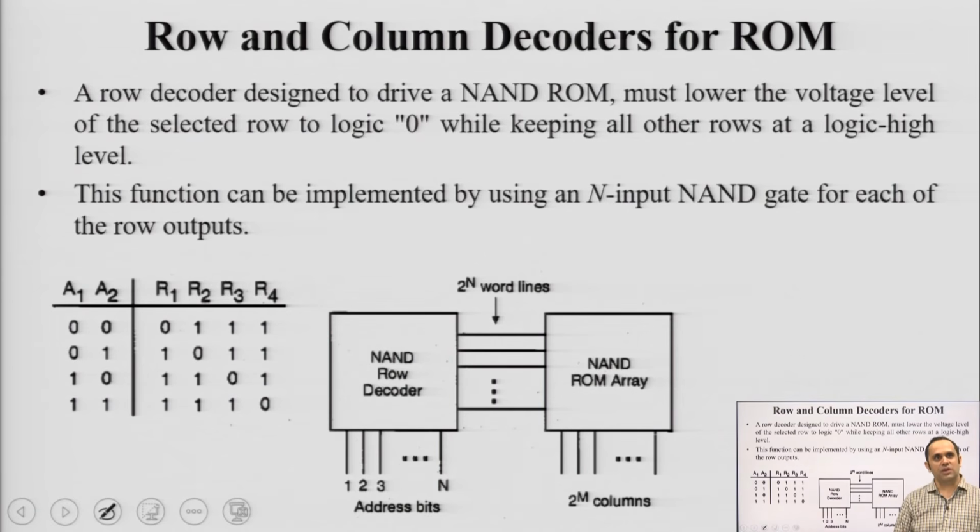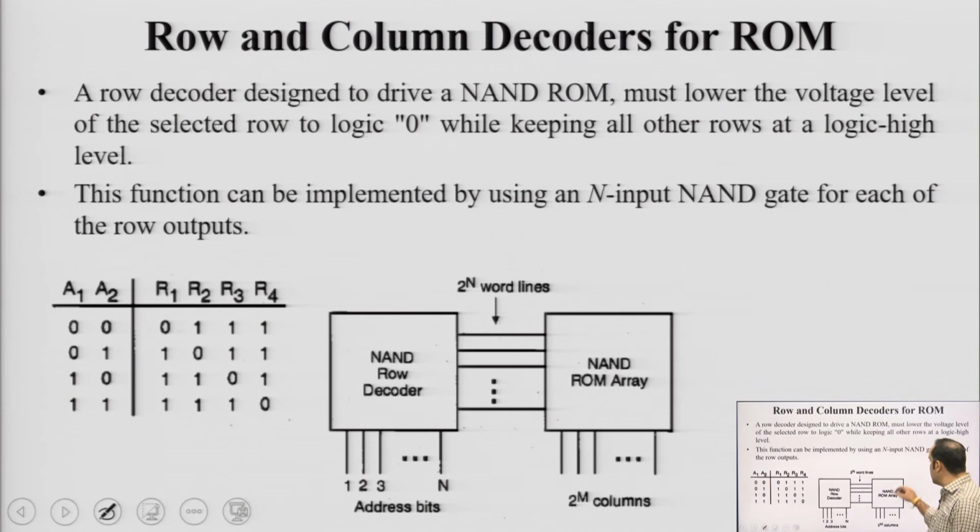It must lower the voltage level of the selected row to 0, because in a NAND version of a read only memory you make the row equal to 0 for accessing, while keeping all other rows at a logic high level. This function can be implemented by using an n input NAND gate for each of the row outputs. So, you will have a NAND row decoder, which will result in 2 to the power n word lines connected to the NAND ROM array.